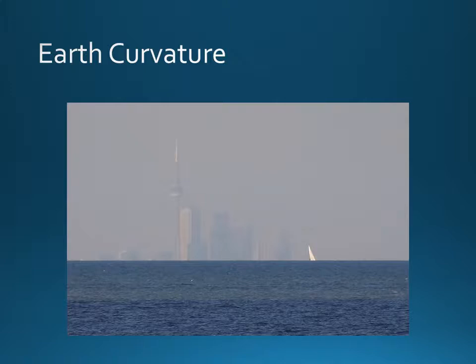This image shows Toronto from a distance across Lake Ontario. It shows the buildings and a small sailboat in the foreground. But look closely at the boat and the buildings. What is missing? The bases of the buildings and the hull of the boat are hidden.